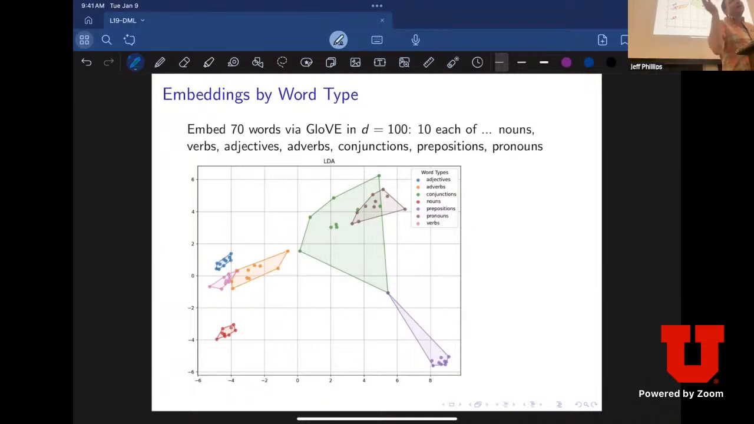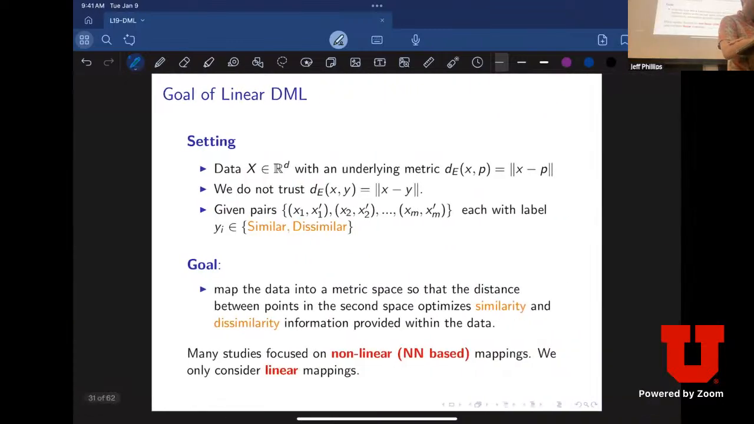Okay, so again, if you have labels and you want to get a two-dimensional projection, this is probably what you want to try, if you have a small number of labels in classes. Okay. Let's move on to the third category of things, and this will be linear distance metric learning.